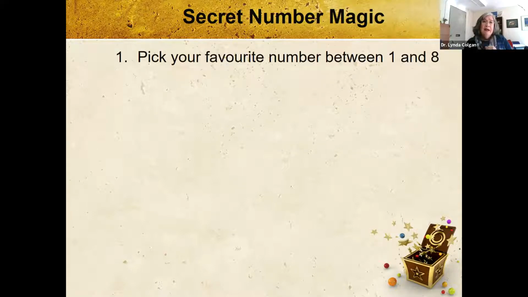I would like you to pick a number, your favorite number, between 1 and 8. And I would like you to write that number down, but don't let anybody else see it. A number between 1 and 8. Oh, I'm hearing a lot of thinking happening here. Okay, we're going to move on. I'd like you now to multiply that number by 3 and write down your answer.